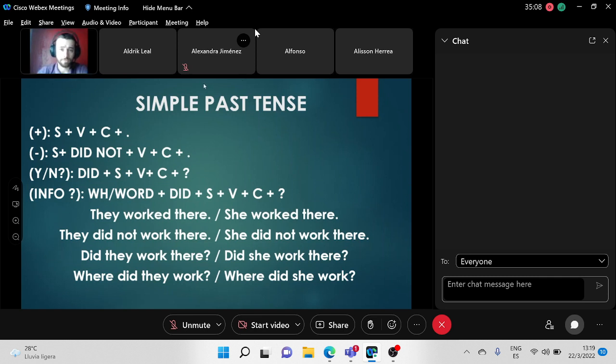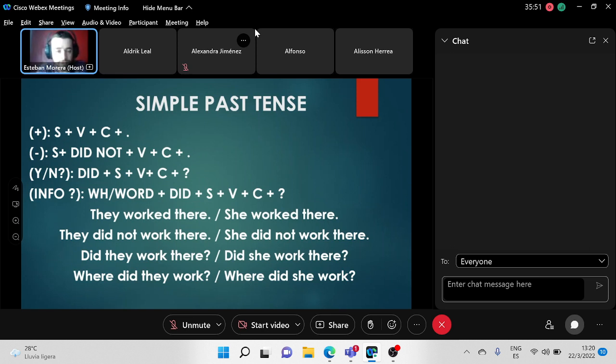Okay, so that is basically the main function of simple past tense. But remember, if I want to create a positive sentence, I use the subject, then we write the verb and then the complement. Guys, in simple past tense, when we study this grammar tense, we have to remember that we have regular and irregular verbs. Okay, I explained the difference. You need to know the difference between regular and irregular verbs.